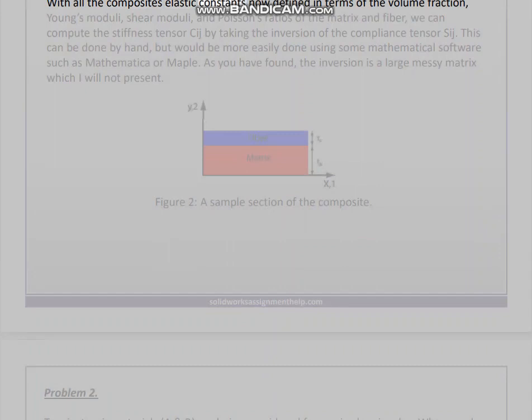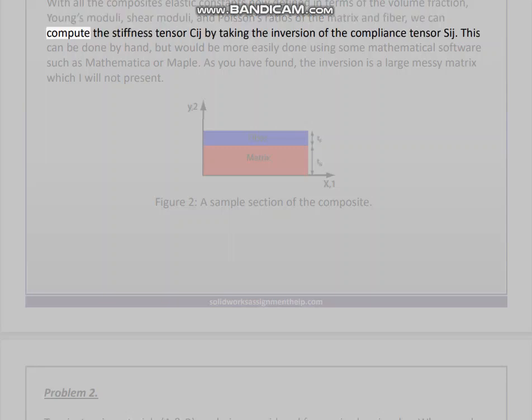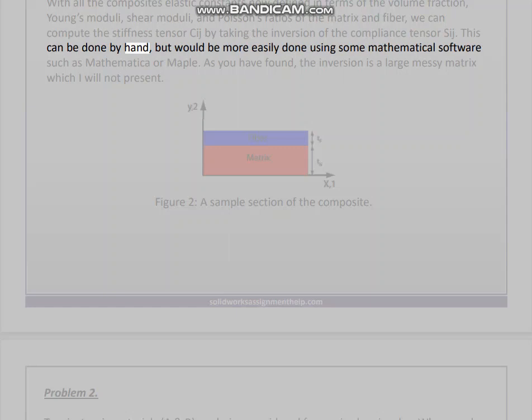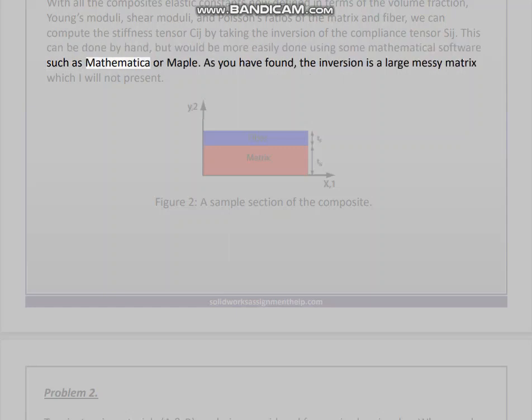With all a composite's elastic constants now defined in terms of the volume fraction, Young's moduli, shear moduli, and Poisson's ratios of the matrix and fiber, we can compute the stiffness tensor sig by taking the inversion of the compliance tensor sig. This can be done by hand, but would be more easily done using some mathematical software such as Mathematica or Maple. As you have found, the inversion is a large messy matrix which I will not present. Figure 2, a sample section of the composite.